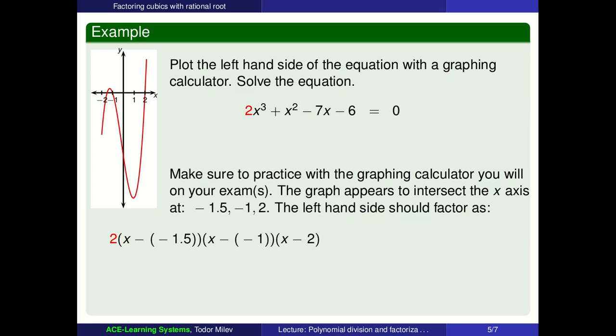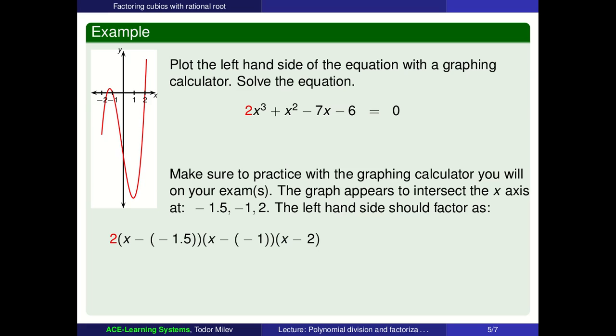So it seems that our eyes are not deceiving us. It seems that we have correctly eyeballed the factorization. But how can we be sure? Maybe our graphic device just is deceiving us, and maybe the graph, if we zoom, will not pass through the points minus 1.5, minus 1 and 2.